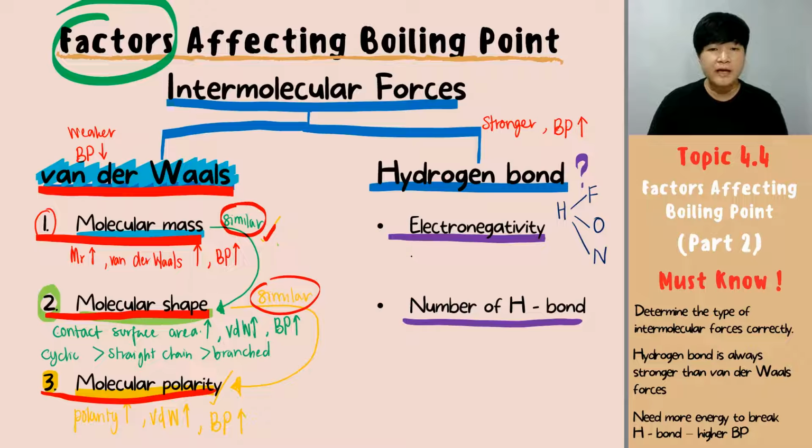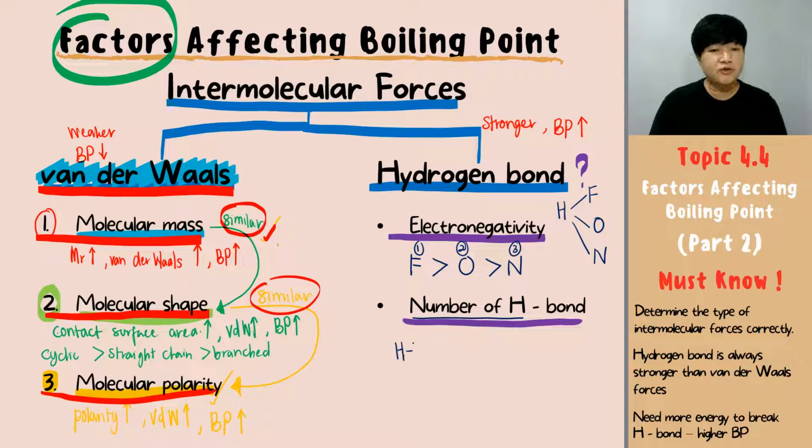So for electronegativity, you are definitely comparing the electronegativity of fluorine, oxygen and nitrogen. We know that fluorine electronegativity is higher than oxygen and the lowest is nitrogen. Okay? So fluorine electronegativity is number 1, followed by oxygen, followed by nitrogen. That is the first factor, but it's not the only factor. We have a second factor, which is the number of hydrogen bonds.